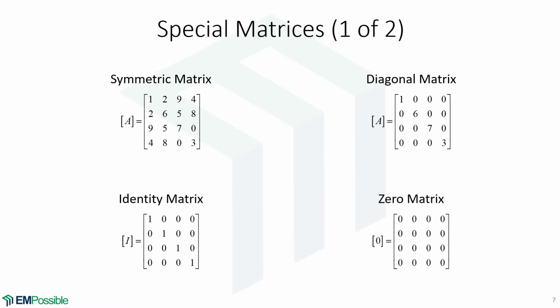The zero matrix. That's simply a matrix full of all zeros. So any matrix times the zero matrix equals 0. And so we call that the zero matrix.